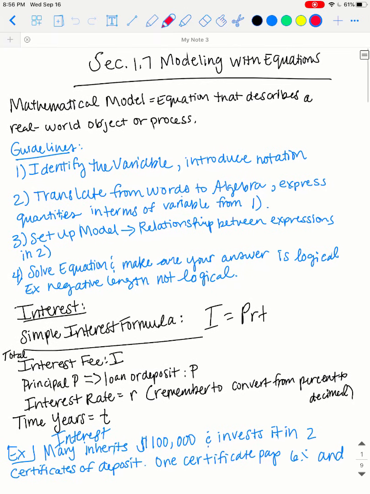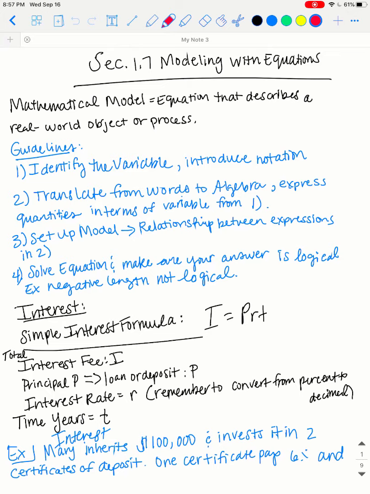Hi everyone, today we're going to go over section 1.7 with modeling equations. We're going to be going over some problems about interest, area or length, about mixtures, and about the time you need to do a job, about distance, rate, and time. To begin, a mathematical model is an equation that describes a real-world object or process. So we're going to be using mathematical formulas and equations to apply the math that we've learned so far.